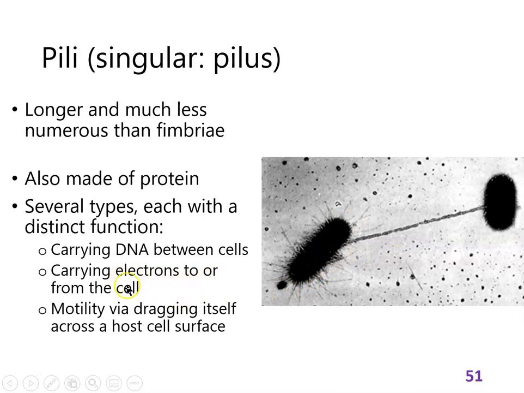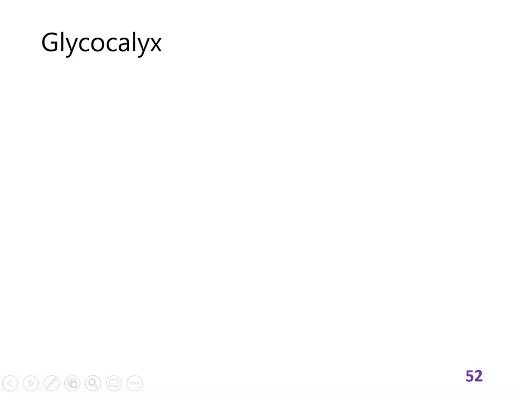Some cells use this to move electrons out of the cell towards an electron accepting molecule, and we'll talk about that in lecture 3 and lecture 4. And then some of them can drag themselves across a surface using a pilus. So let's see, that's the pilus.